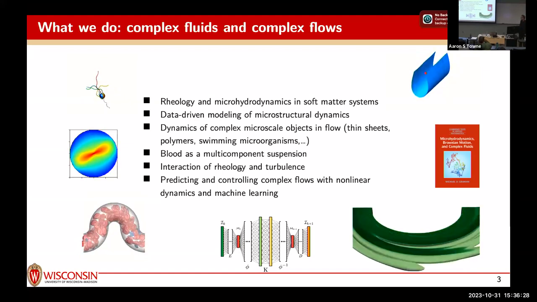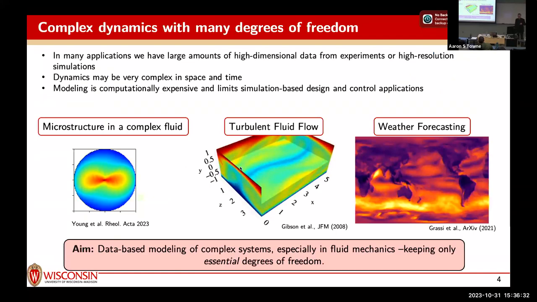So just as a bit of background, we're interested in making predictive models for complex systems. In particular, we're interested in systems that at least nominally have a very large number of degrees of freedom. They may be very complex in space and or time. And if you wanted to do fully resolved simulations, those would be quite computationally demanding. So a couple examples, like I said, one of the things we're interested in is microstructure in flowing complex fluids. So if you have a polymer solution, you'd like to keep track of the distribution of orientations and stretching in that fluid during flow. And so that's trying to characterize this time-dependent and spatially-dependent probability density function.